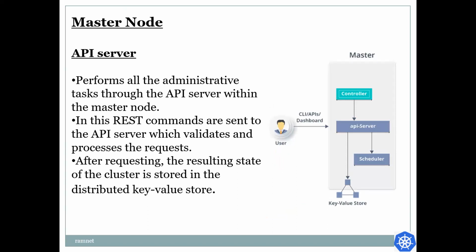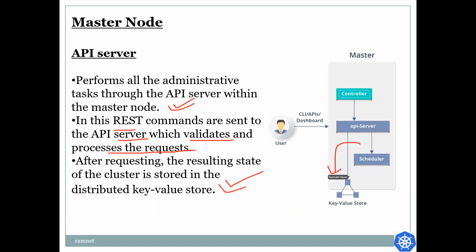The API server performs all the administrative tasks within the master node. REST commands are sent to the API server, which validates and processes the requests. After a request, the resulting state of the cluster is stored in the distributed key value store.